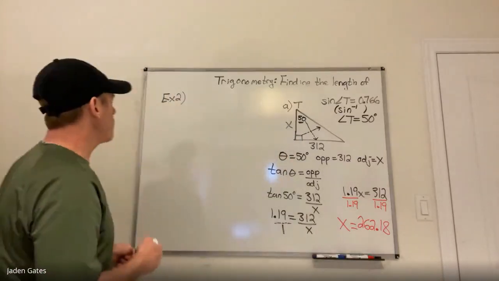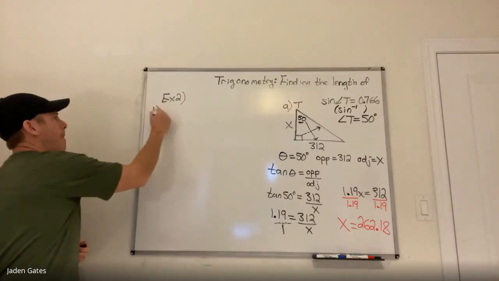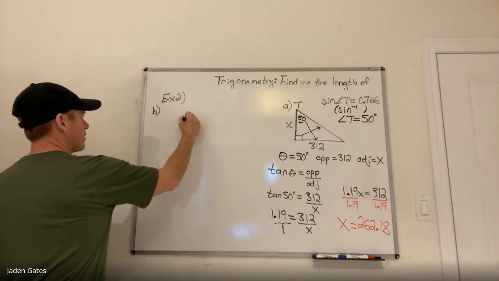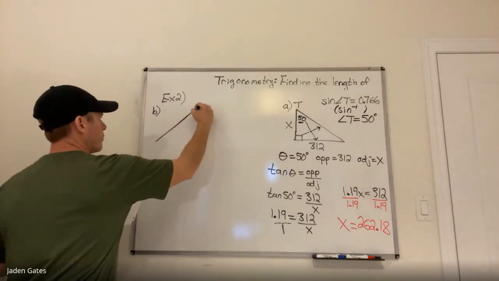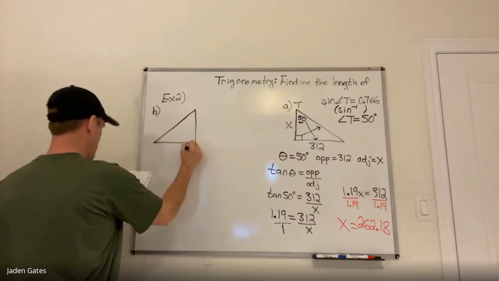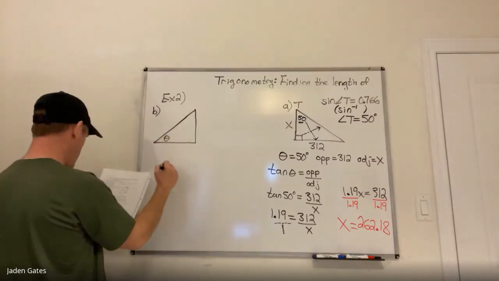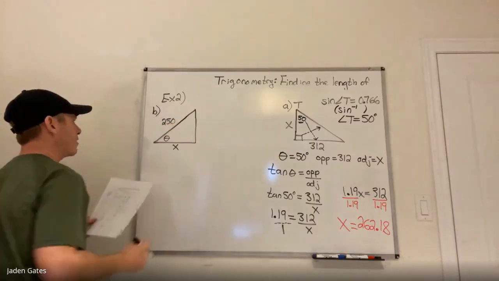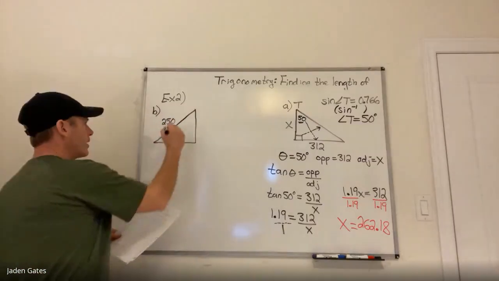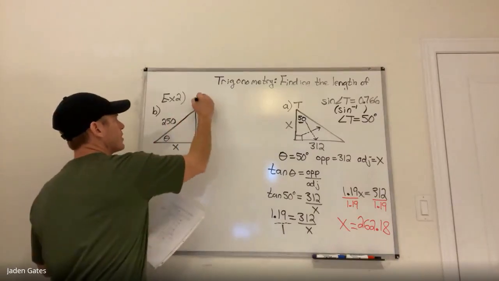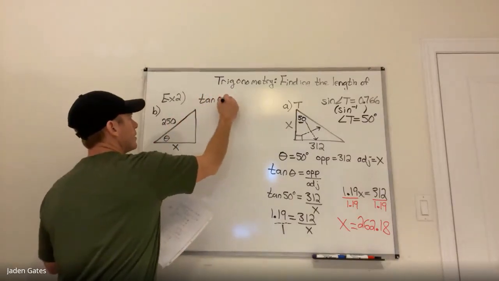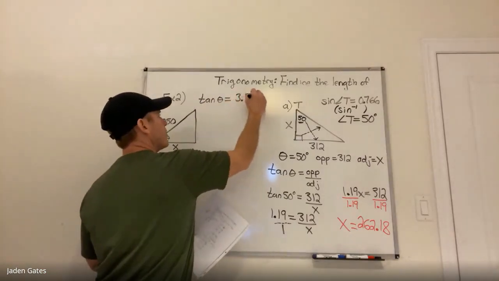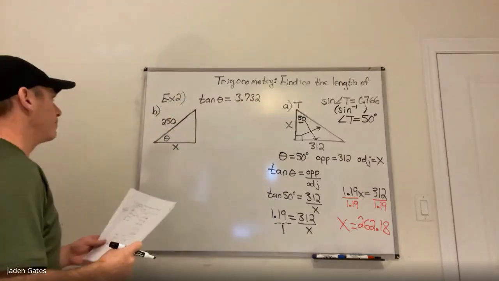All right, now let's try one more of those, B. Leave that one up there for an example. So here we go. I've got this triangle here. I'm going to say that theta is right here. Here's my x, which I'm trying to find. You've got 250 here as one side. And here's the information. This time I'm going to tell you that tan theta is equal to 3.732. There we go.